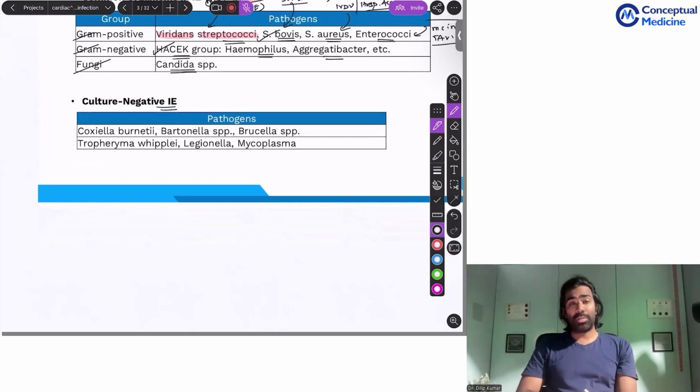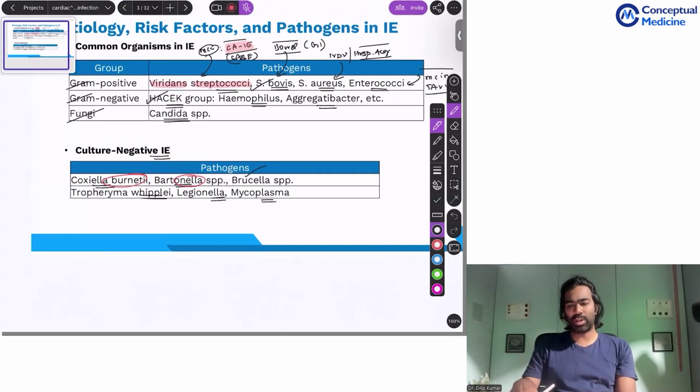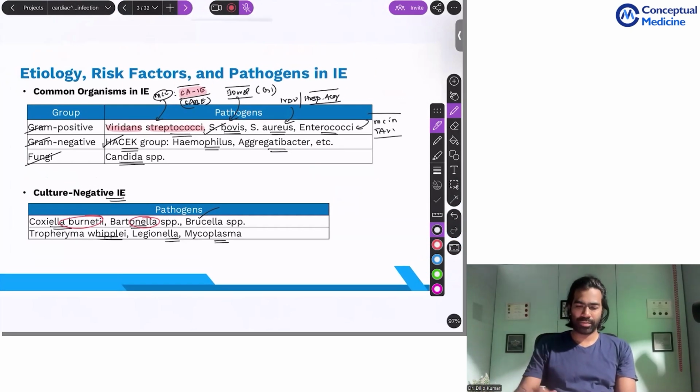If you ask me the most common cause of culture-negative infective endocarditis, it's going to be Coxiella and Bartonella, the two most important. But Brucella can cause, Tropheryma whipplei can cause endocarditis, rare cause. Legionella and Mycoplasma also can cause, but these are extremely rare causes. Usually it's going to be Coxiella burnetii, that is Q fever, and Bartonella species. Very rarely Brucella and Tropheryma whipplei. Legionella and Mycoplasma are extremely rare.